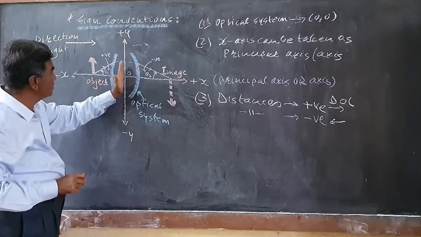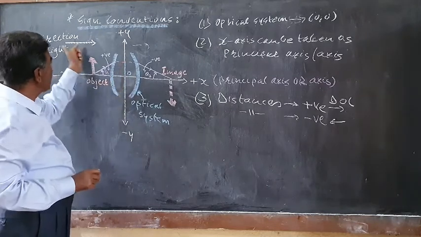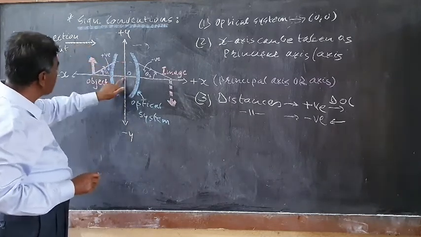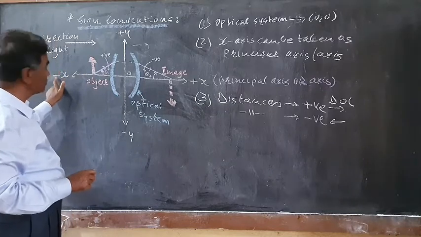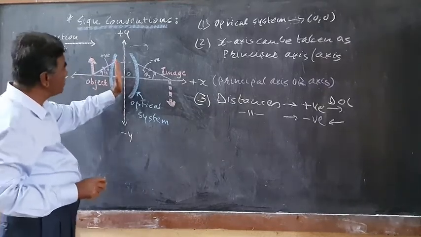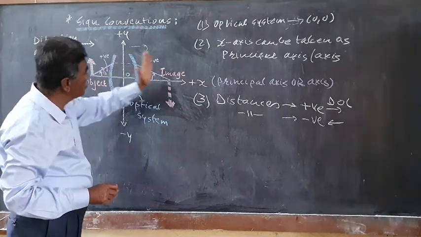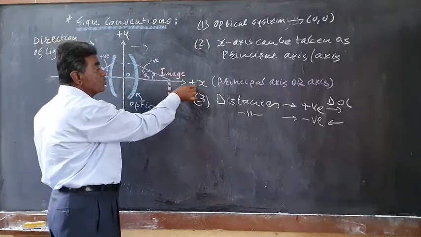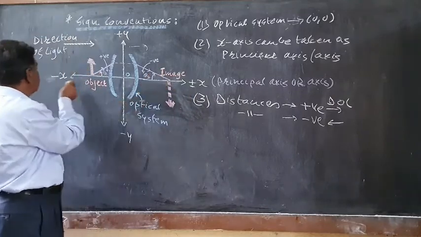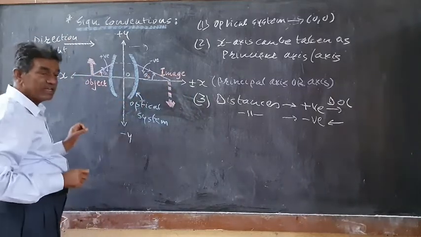So the distances which are measured in the direction opposite to the light from the origin can be taken as negative. While the distances which are measured along the direction of the light from the origin can be taken as positive. So here is positive, and these distances here are negative.